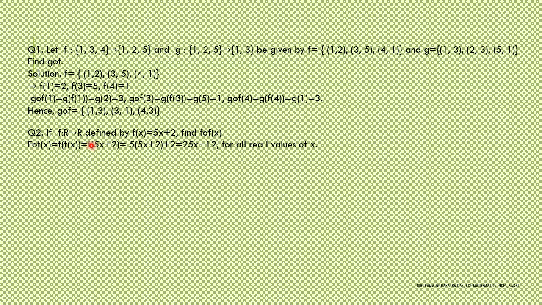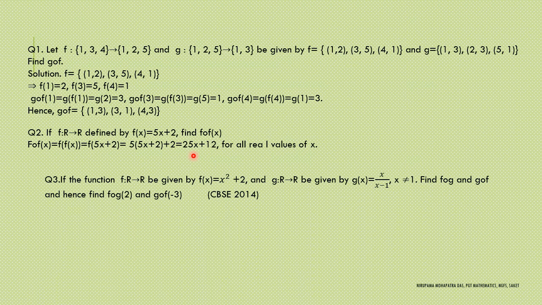So f of fx means 5x plus 2. When you take fx equal to 5x plus 2, whatever you are putting, x will be replaced by that quantity. So if you write 3 here, it would be 5 into 3 plus 2. If you write 5x plus 2, then x will be replaced by 5x plus 2. So your f of fx is 5 times 5x plus 2, which is 25x plus 12 for all real values of x.